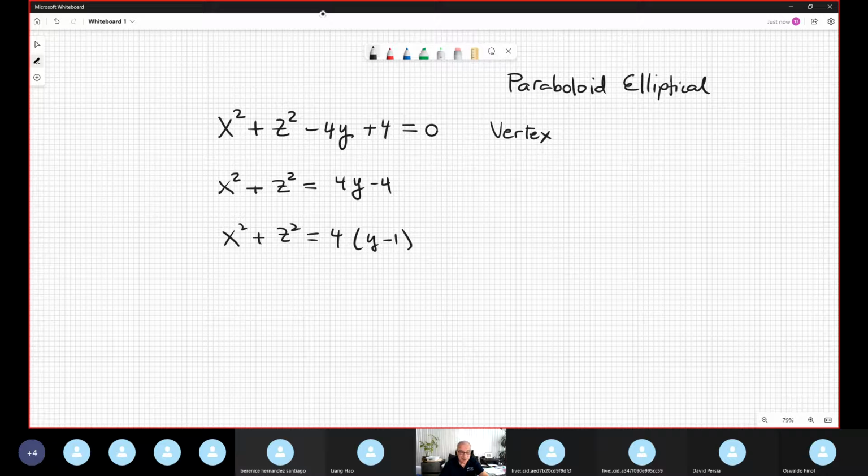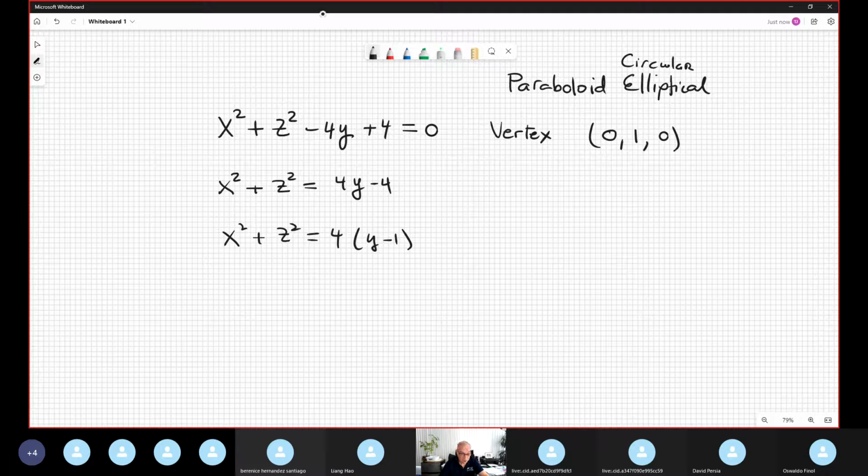It's elliptical because you suppose that y is a number. We have x squared plus z squared equals something, and this is circular. The paraboloid is circular, or elliptical in general. In this case, circular because by coincidence, the coefficient here is 1, 1. It's a circle. But the important information is the vertex. The vertex is located at the point 0, 1, 0.